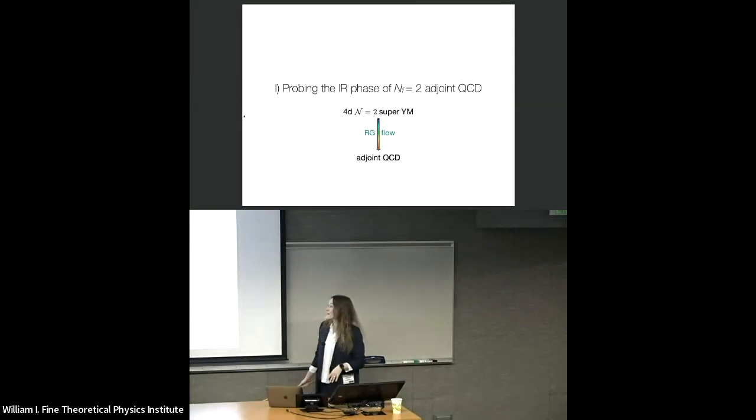So in the first part of this talk, I'm going to first tell you what we might expect for the IR phase of such a gauge theory, this N_F equals 2 adjoint QCD in 4 dimensions. And then I'm going to describe how we're going to probe this expectation using an RG flow between adjoint QCD at low energies and 4d N=2 super Yang-Mills at high energies. So this is what I'm going to describe now.